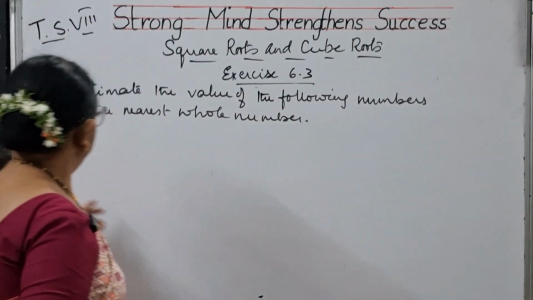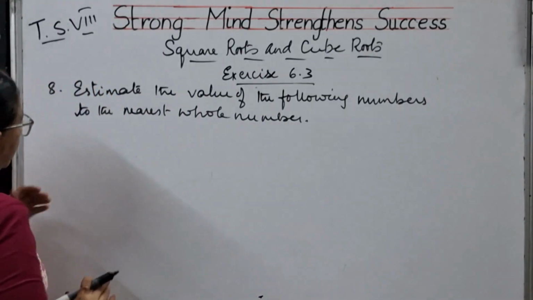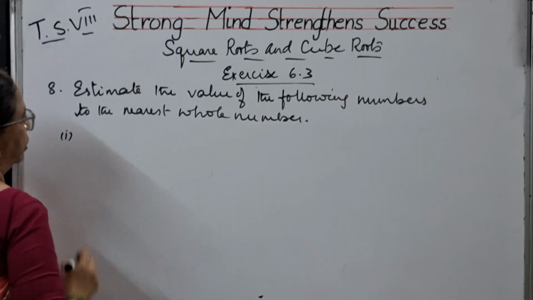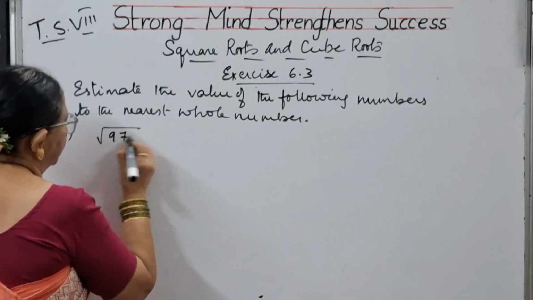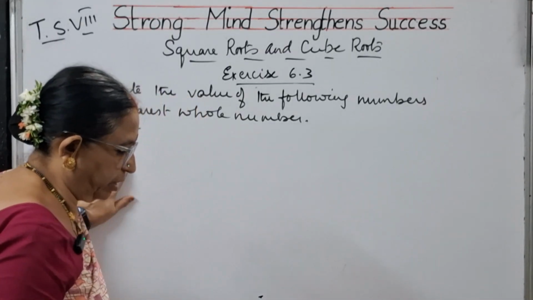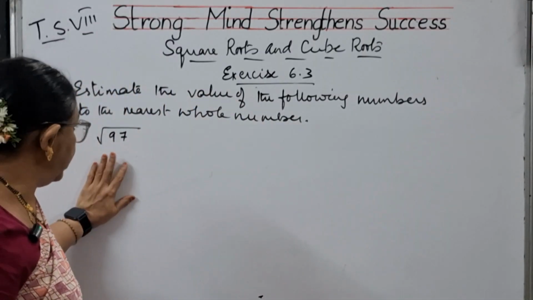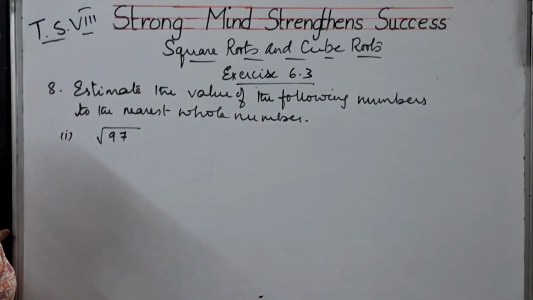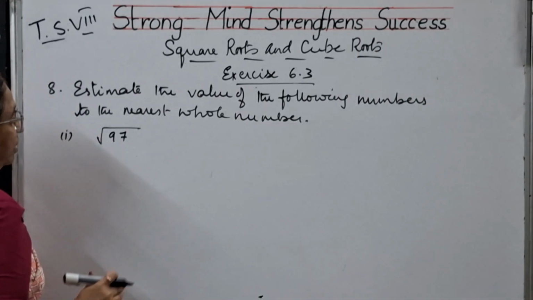Now, 8th question: estimate the following numbers to the nearest whole number. Nearest whole number you have to find out. The first one is root 97. Actually 97 is not a perfect square. So what you need to do? You have to find the perfect square number which is nearest to it, or its square root value which is nearest to it.